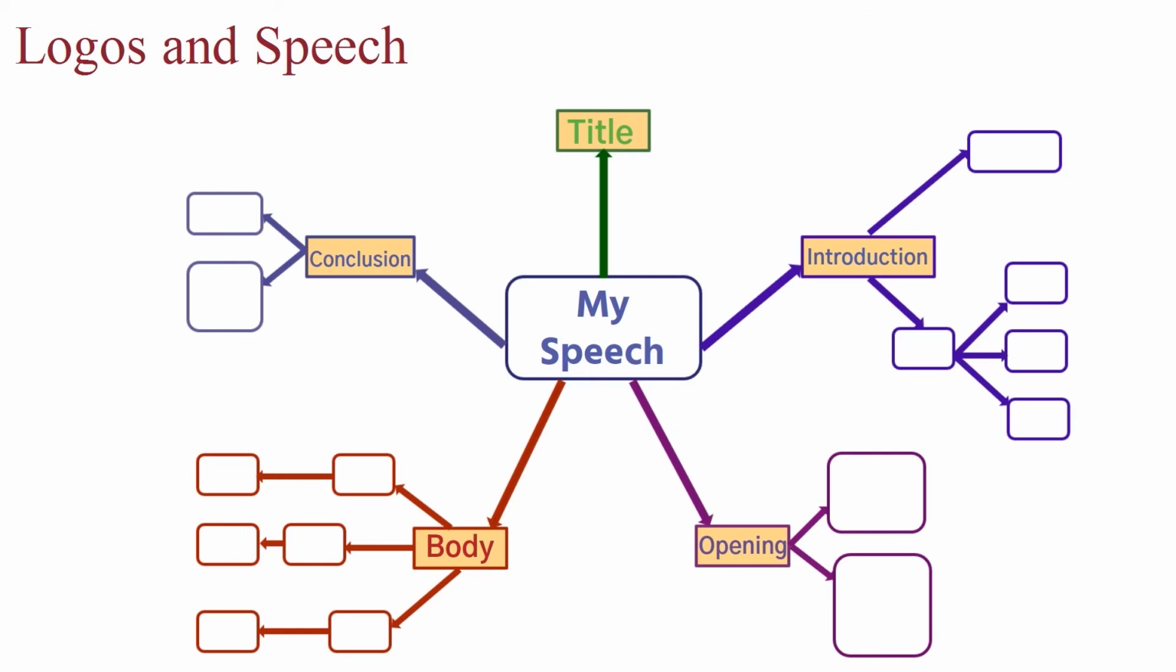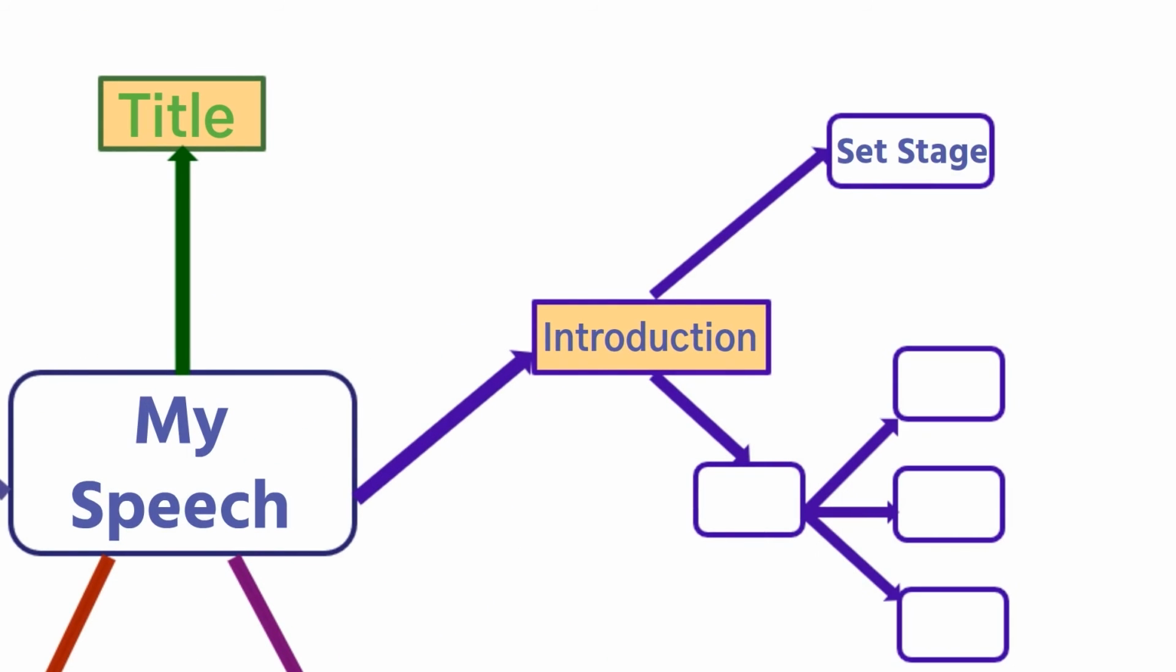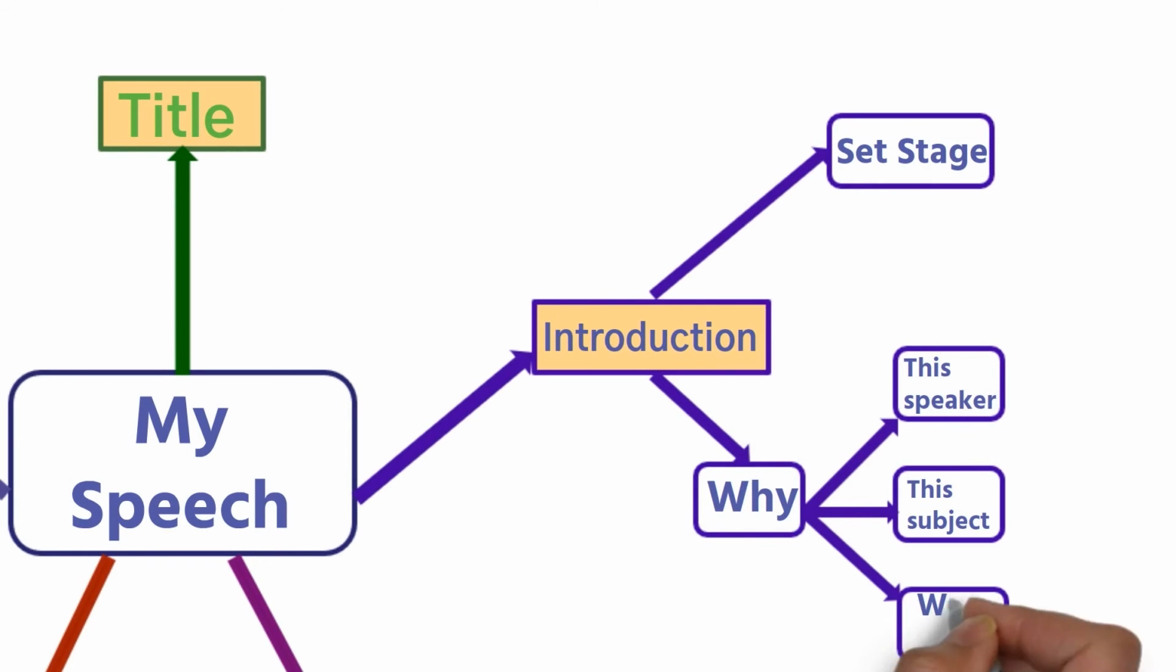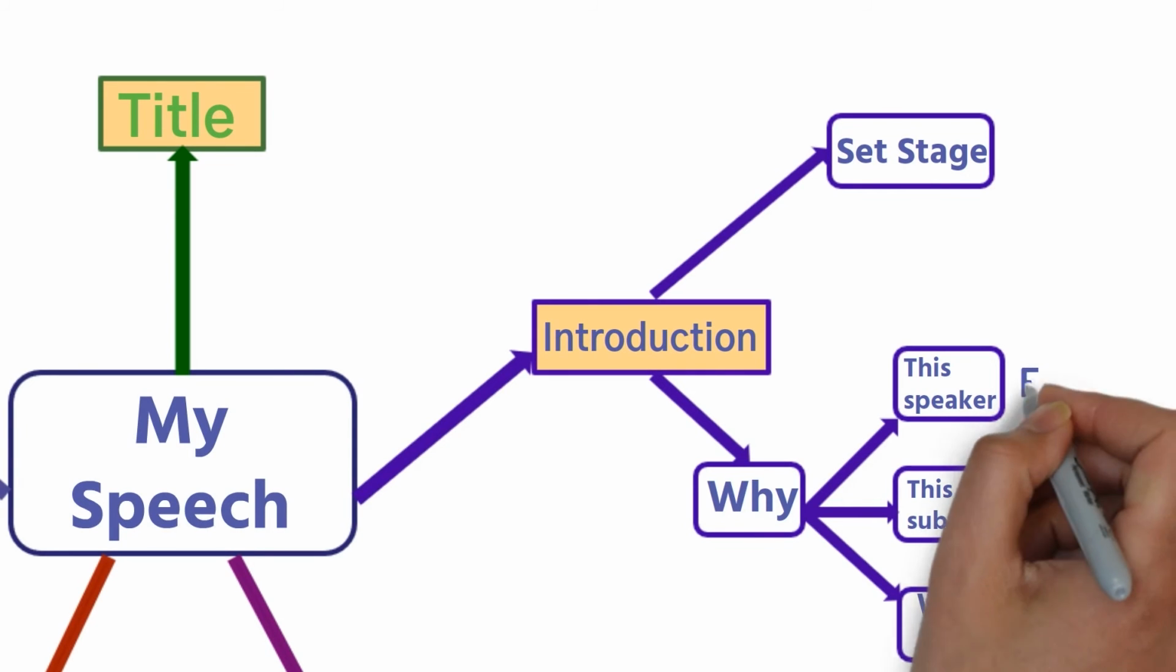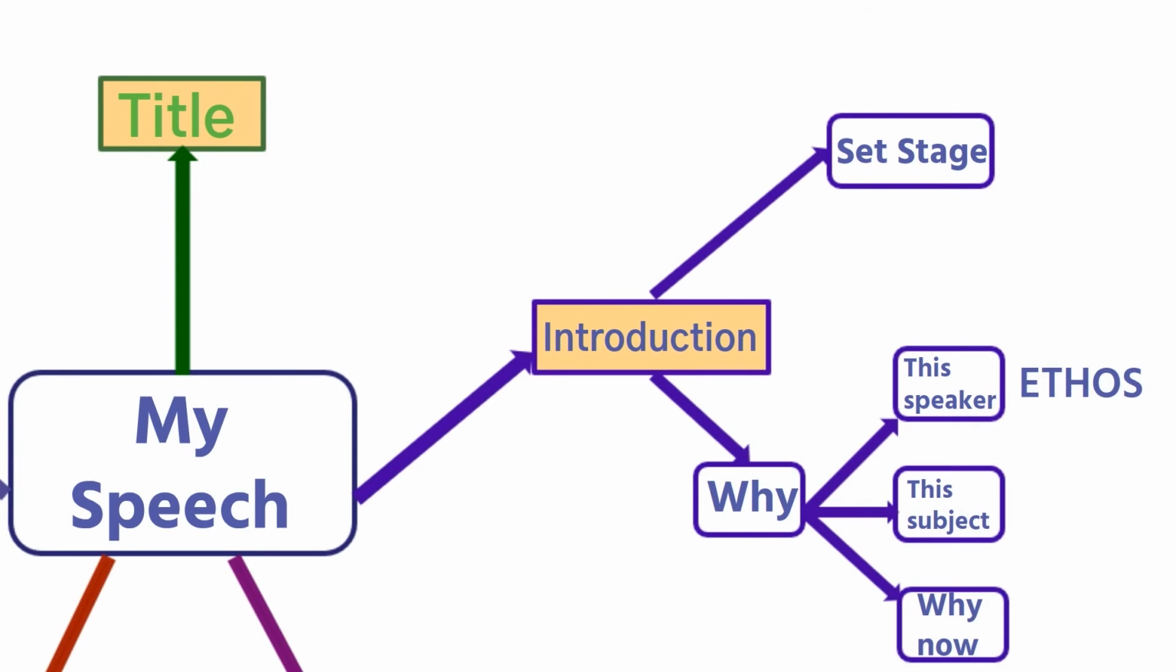So, of course, we have our title. And then we have our introduction where we set the stage. And then we talk about why this subject, why me, the speaker, and why now. And as you can see here, we're starting to establish our ethos part, why the subject, why the speaker, and then the logical statements. Why this subject? Why now? So I'm giving some logical arguments for that.